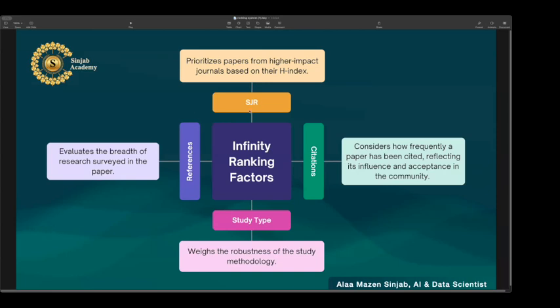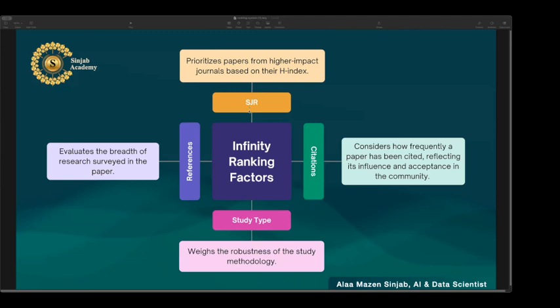The first one is SJR. SJR basically uses the H-index of each journal. Each journal will have its own rank, whether it's Q1, 2, 3, or 4, Q1 being the best and Q4 being the worst. The H-index depends on the number of citations, number of references, the year it was published, and a few other things. It's very well known in research, and we have this as a metric, so we do care about which journal the study came out from.